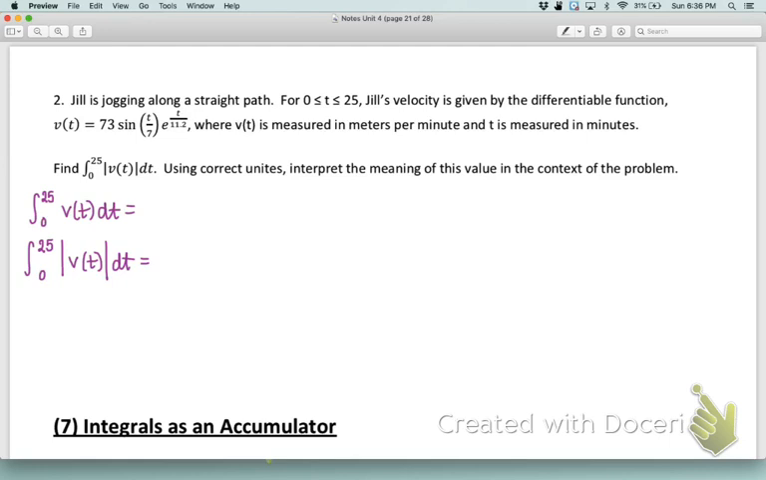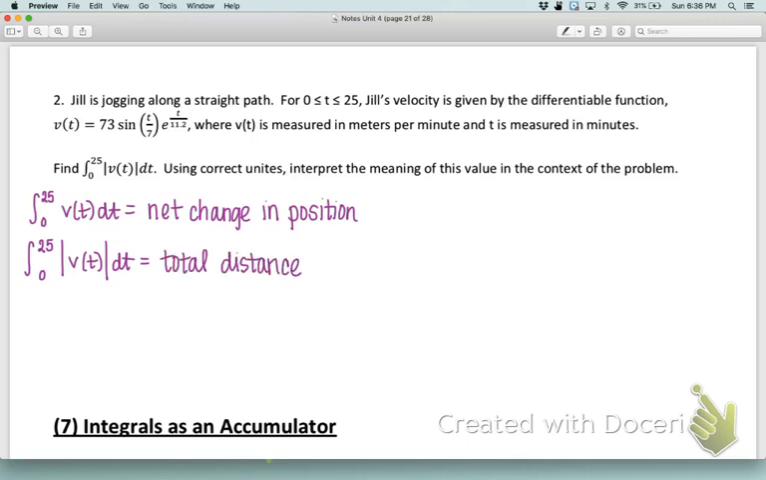So the first one represents the net change in position. Okay, so remember, when we're doing an integral, part of that curve could be below the x-axis. So you have some positive area, some negative area. That means you could be going forwards for part of it, backwards for part of it. So the integral of velocity gives you the net change in position. However, if I look at the absolute value, that takes away the fact that I might be going forwards or backwards, and that ends up finding the total distance.